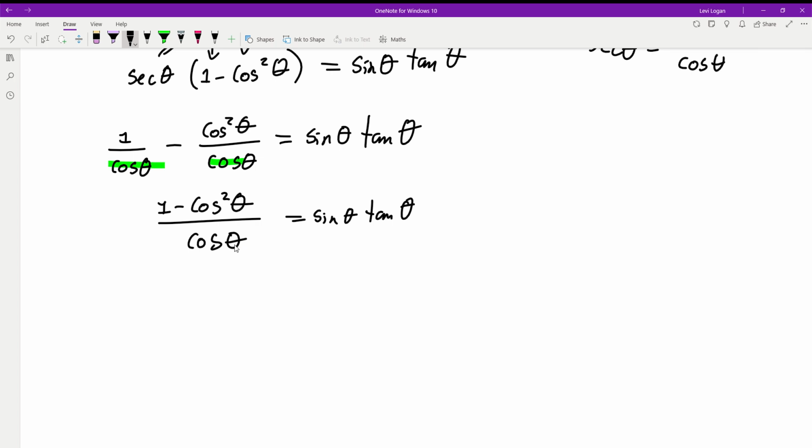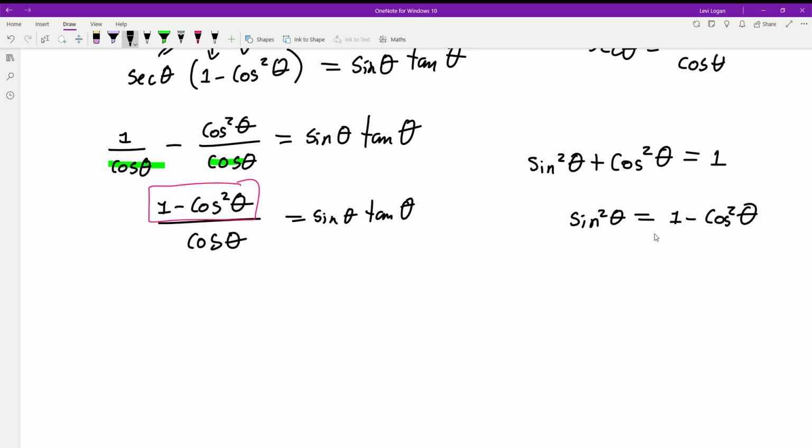Now, what we technically have at the moment is that the top is a different version of Pythagoras' identity. Pythagoras' main identity is sine squared theta plus cos squared theta equals 1. So what we have is sine squared theta is equal to 1 minus cos squared theta. So this top bit is just sine squared theta on cos theta, and that's equal to sine theta tan theta.